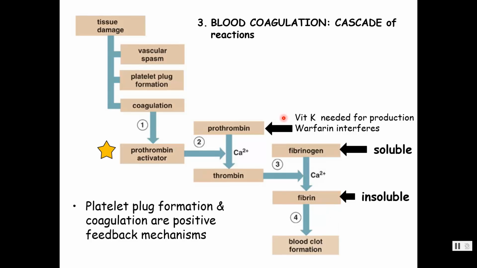Vitamin K is needed for the production of prothrombin. And warfarin or Coumadin is another name. This is an anticoagulant. Often if someone has DVT or if they have atrial fibrillation or heart issues, they may be prescribed these anticoagulants to prevent inappropriate blood clotting. And so it interferes with formation of prothrombin.